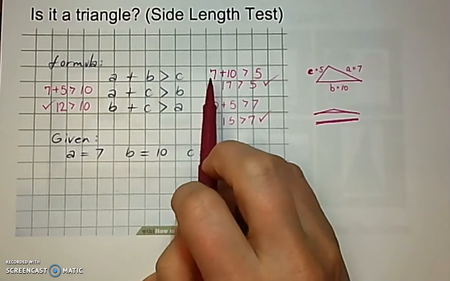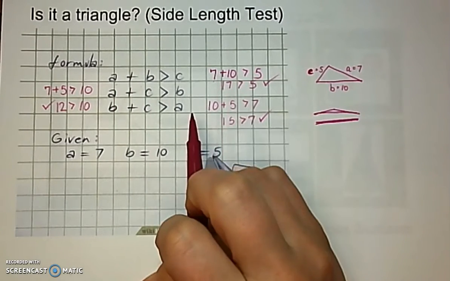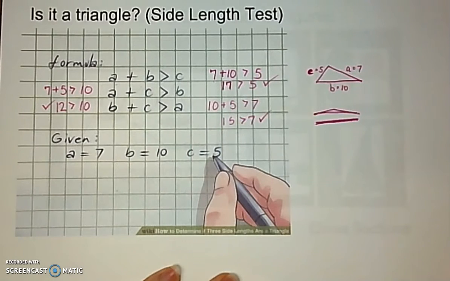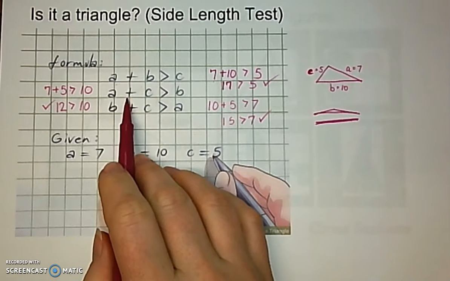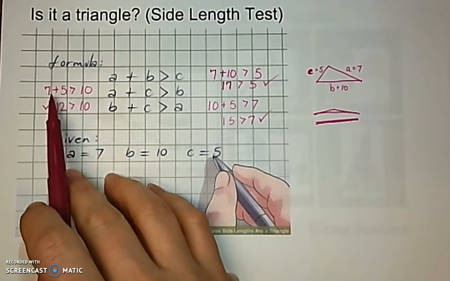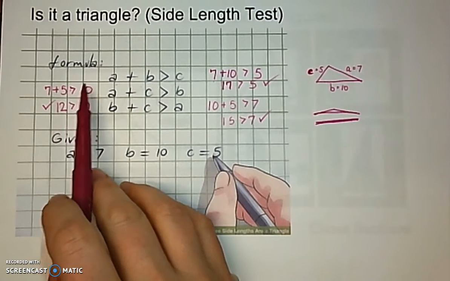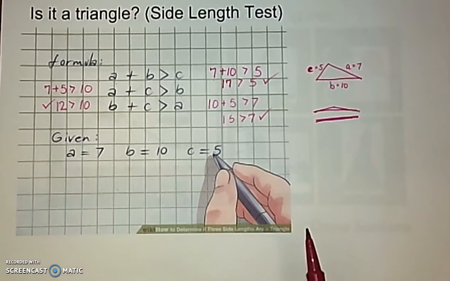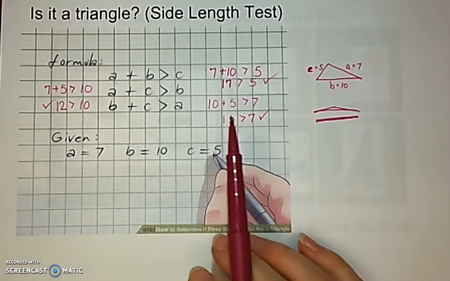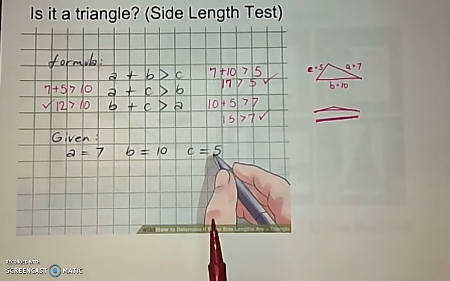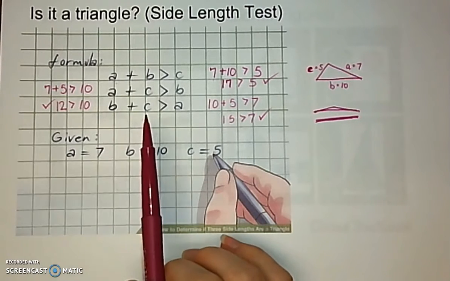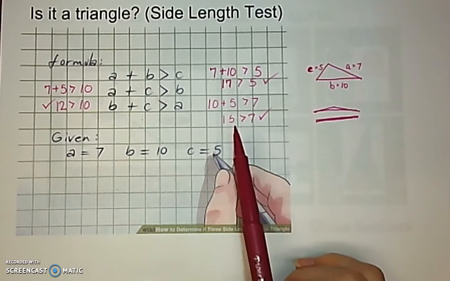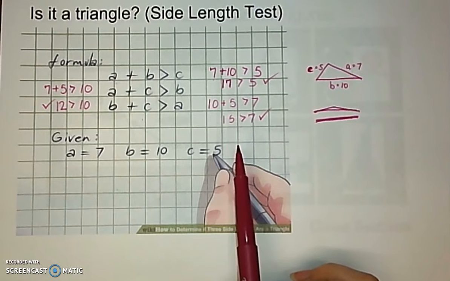So if I add A and B together, the 7 and the 10, are those greater than 5? Well, indeed, 17 is greater than 5. When I check my next set, A plus C, 7 plus 5 is 12, and 12 is indeed greater than 10, which is the length of that third side. The last test I need to do then is the last two sides. B plus C is greater than A. And when I check that, 10 plus 5 is 15, and that is indeed greater than 7.